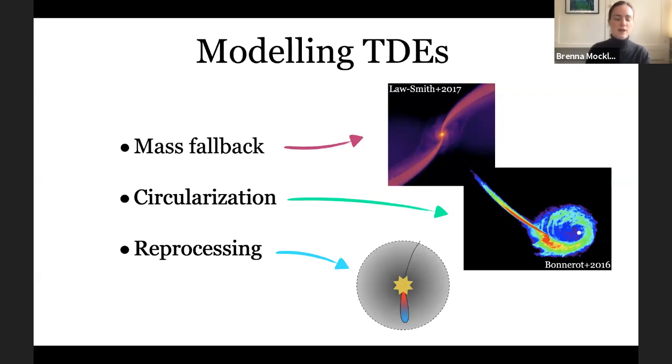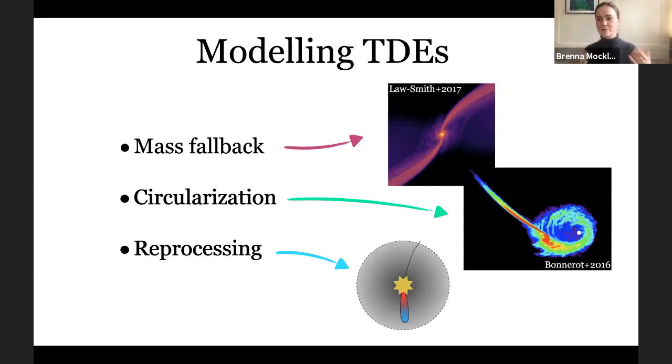When I think about modeling TDEs, I like to think about it in a few different parts. First, there is the mass fallback rate from hydro simulations. That's modeling the disruption and the mass that returns. Once you have this, you need a model to show how the mass circularizes. We might have time to get to this at the end, but for now I'm going to focus on the other two parts.